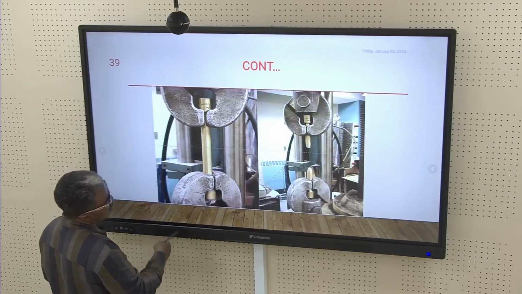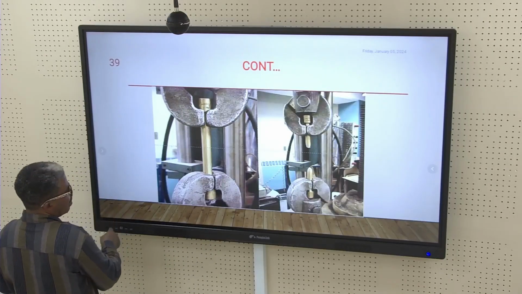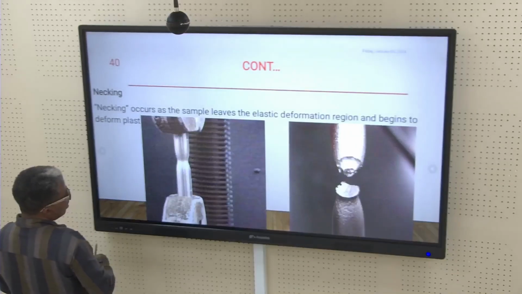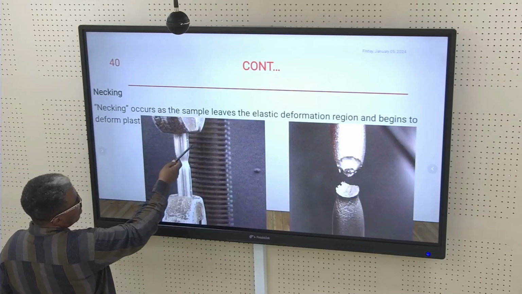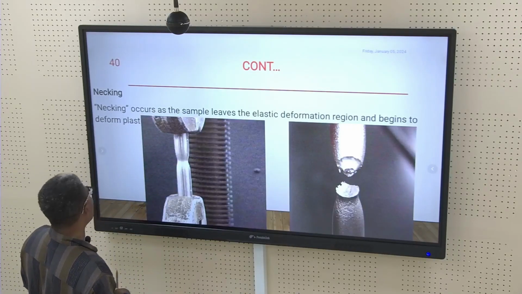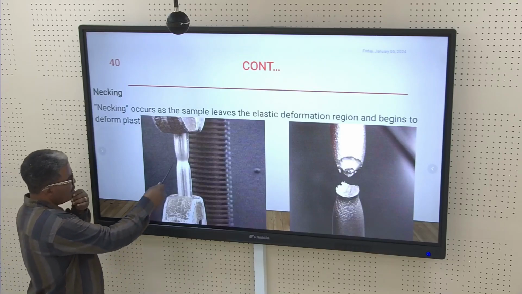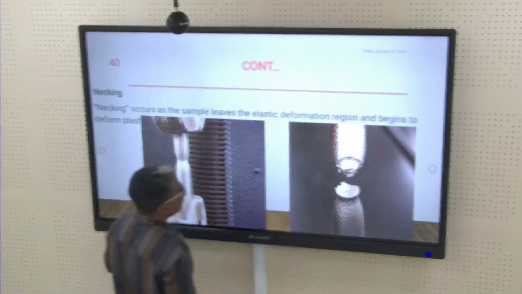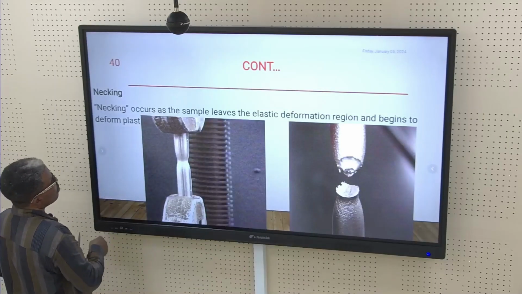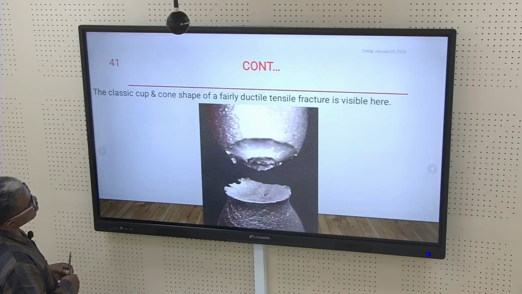Stage 1, this you can see there, stage 5. We had this necking stage here. The necking occurs as the sample leaves the elastic deformation region and begins to deform plastically. So necking, you can see at the middle, it breaks until it fractures here. So the classic cup-cone shape of the fairly ductile tensile fracture is visible here.